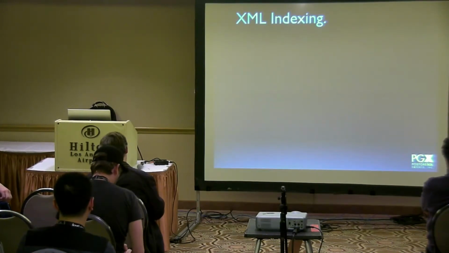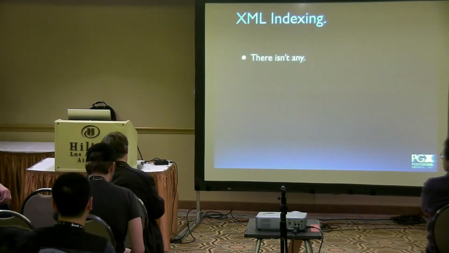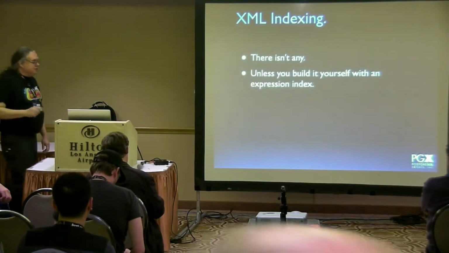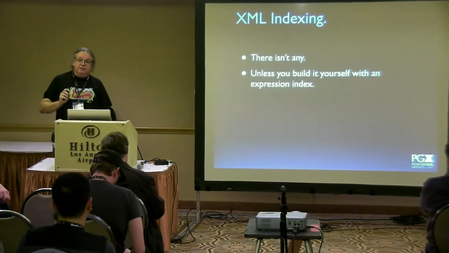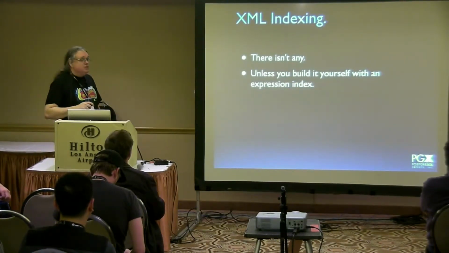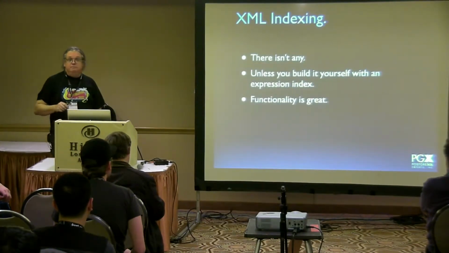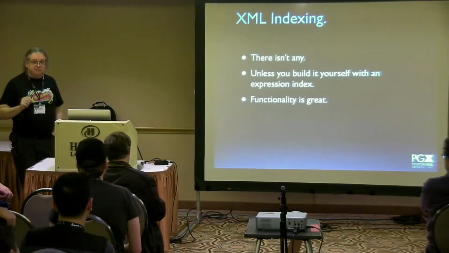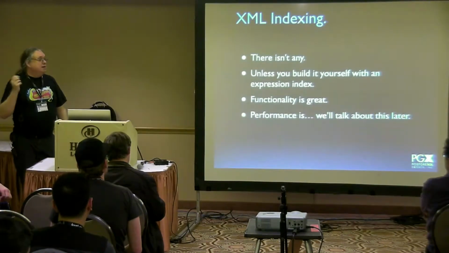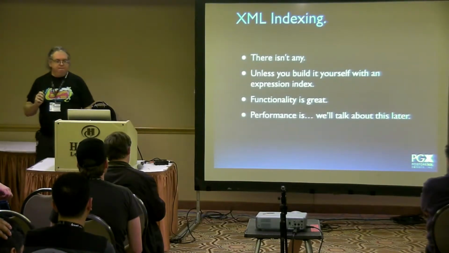So the problem with XML in Postgres on indexing is there isn't any. There isn't any special built-in indexing for XML. You can use an expression index, which we will do in a little bit, and see how that works, using XPath or one of the other operators. The functionality is great. You can do all sorts of fancy things and build these really fancy indexes with it. The performance, we'll talk about.